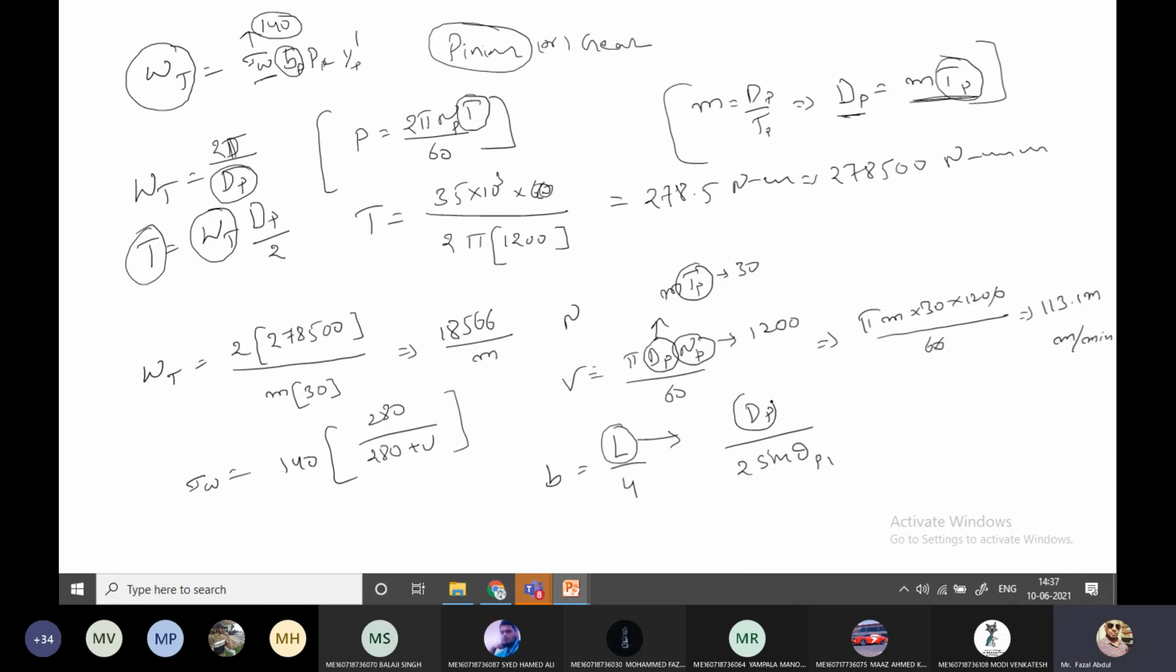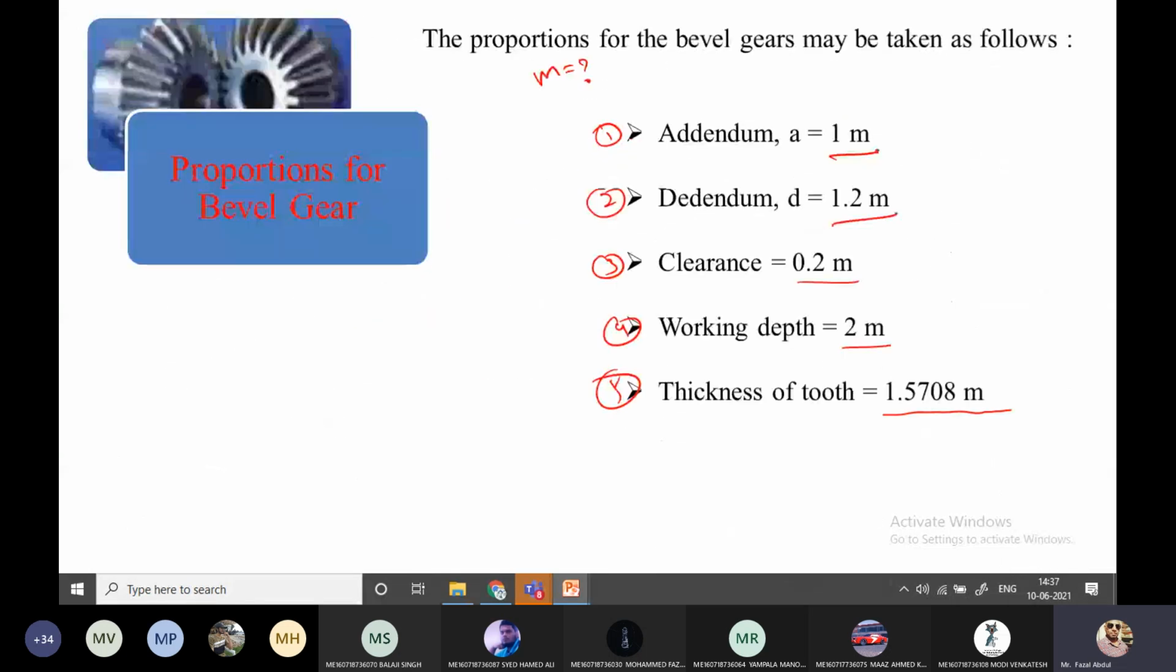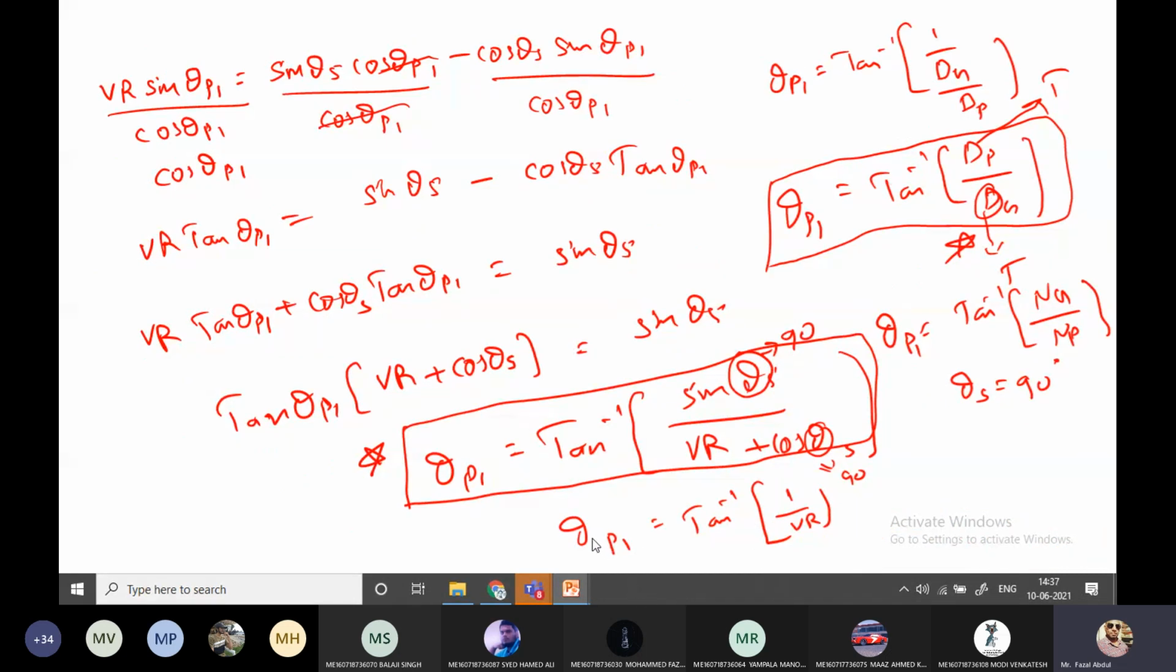So dp I don't know, that is the reason I am writing m into Tp. Now theta p1 is not given in the question, again one unknown parameter here. To get this value, we already derived theta p1. Just wait, I want to show that one. Here theta p2 is the pitch angle for the gear, and theta p1 is the pitch angle for the pinion. So theta p1 equals tan inverse of 1 by Vr.